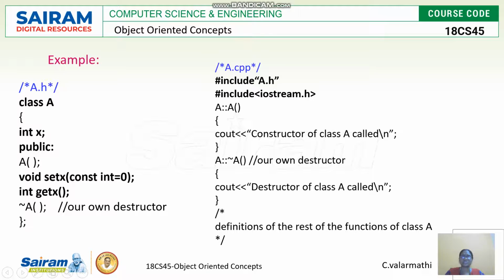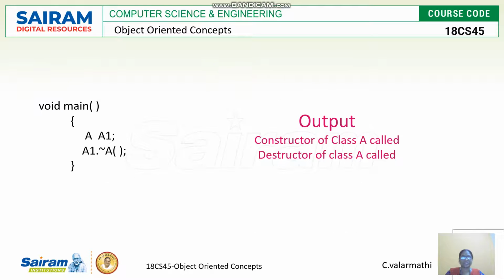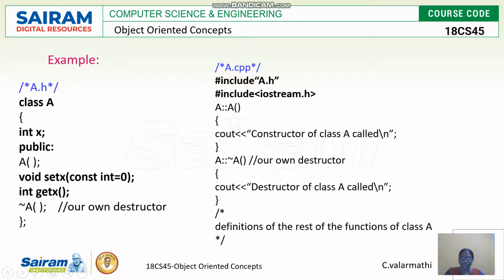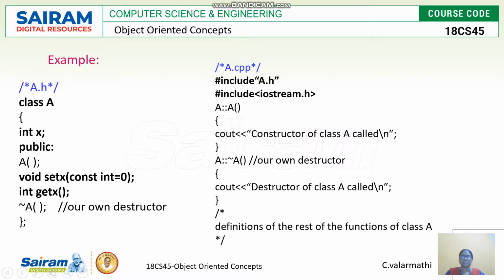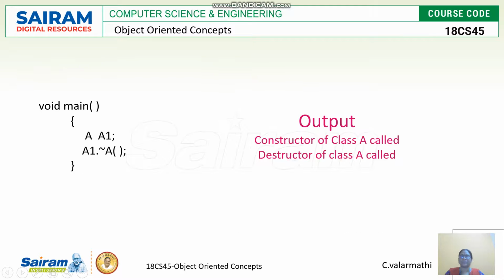With these definitions, we will see how the output looks. When A1 is created in void main, the constructor will be invoked. What is written in the constructor, constructor of class A is called, is printed as the first output. Then the next statement is from the destructor. What is written in the destructor is the message destructor of class A is called, and that message is displayed here. So these are the definitions of constructor and destructor.